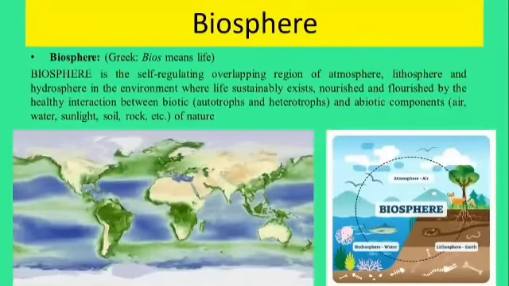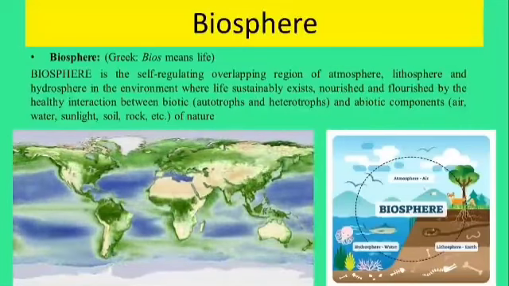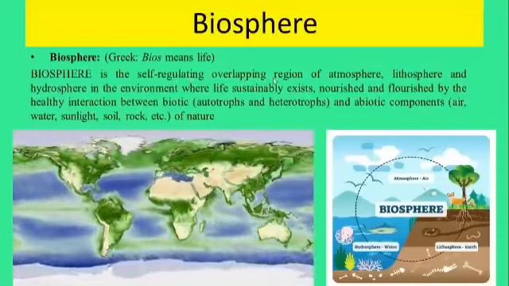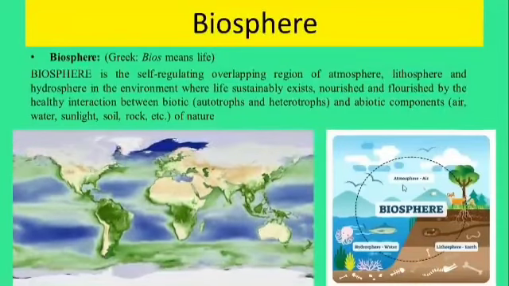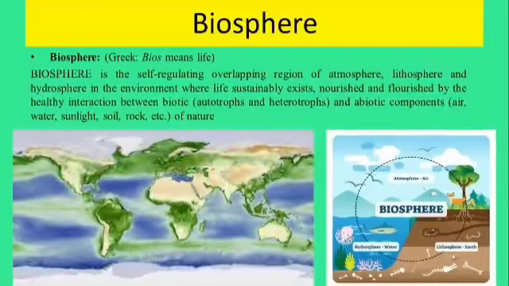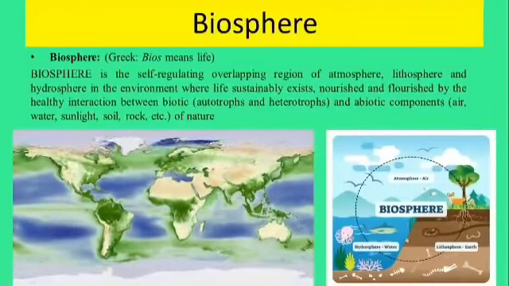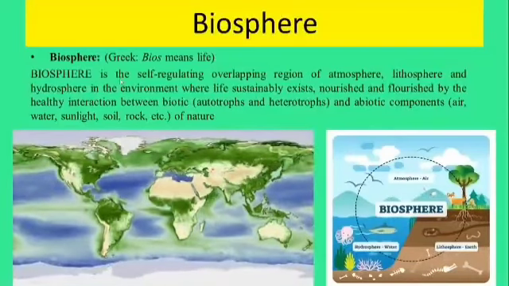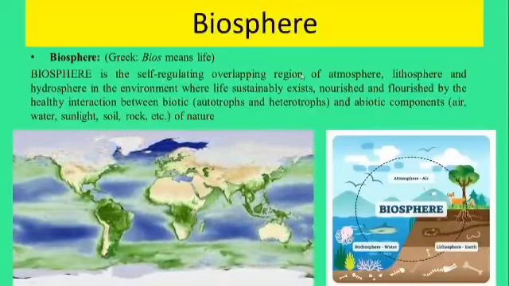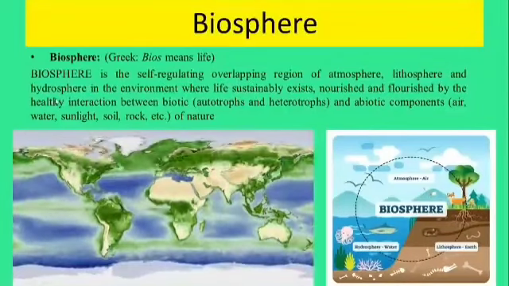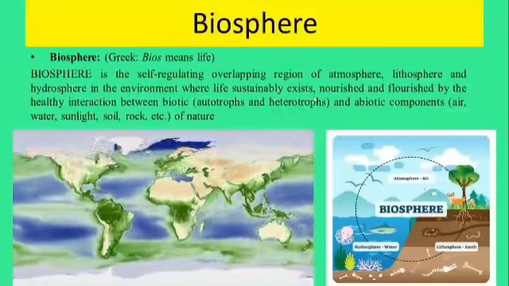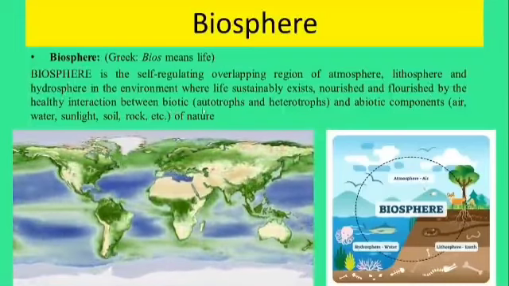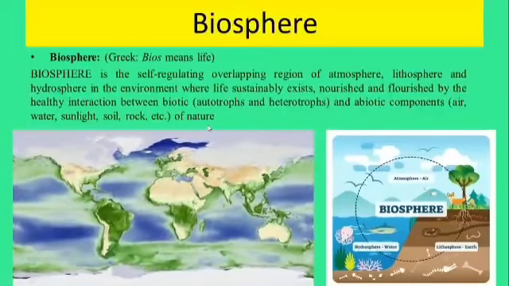The next component of environment is biosphere. Biosphere is basically a self-regulating overlapping region. A region where atmosphere, hydrosphere and lithosphere exist, along with life forms that sustainably exist, is known as biosphere. So it is a self-regulating overlapping region of atmosphere, lithosphere and hydrosphere in the environment where life sustainably exists, nourished and flourished by healthy interactions between biotic and abiotic components of nature.